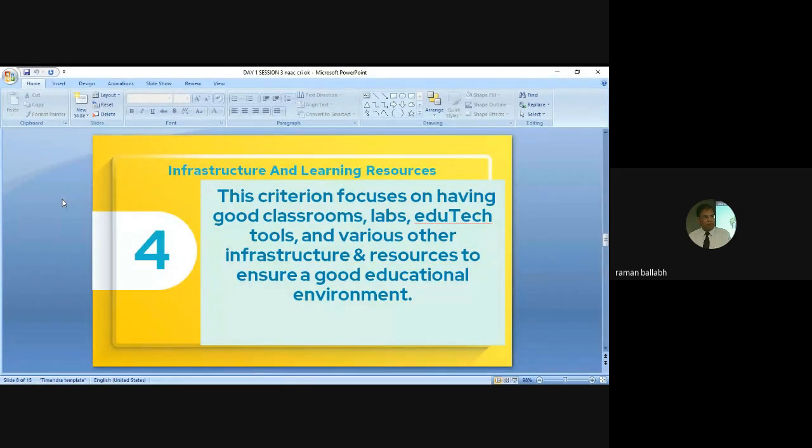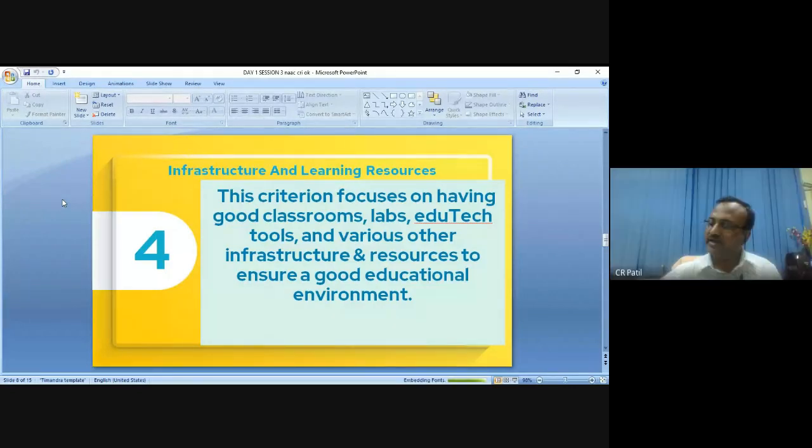Yes, sir, I'm looking at the first criteria. You had planned yourself. In the second criteria, you tried to implement it. In the third criteria, you focus on research and innovation. And the fourth criteria, the infrastructure and the support should be there so that you can make the first three criteria applicable in your institution. Right.